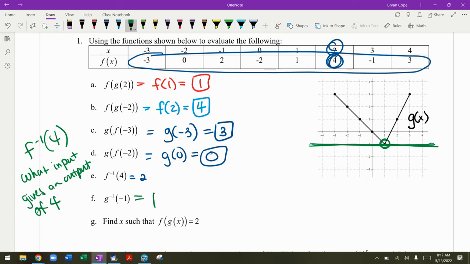Why is it 3? Oh, because look, at g of negative 3, when you go over to negative 3, the function is up here at positive 3. So the output, when the input is negative 3, the output is 3.